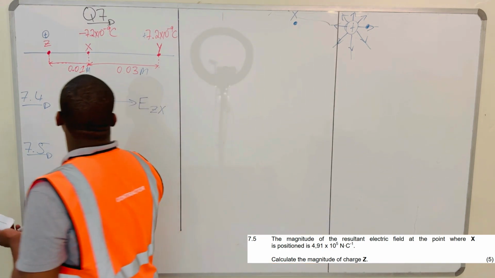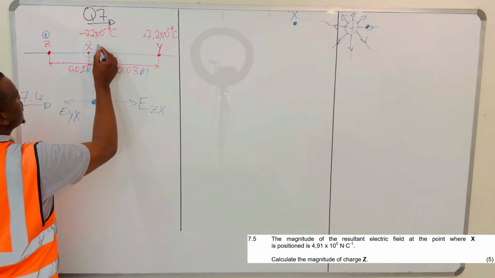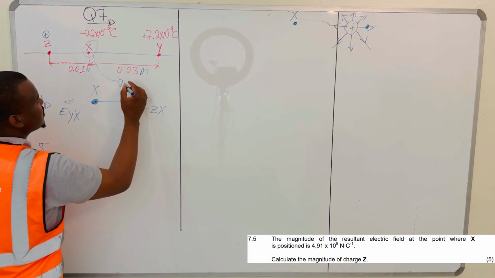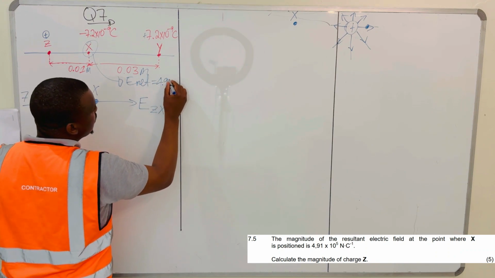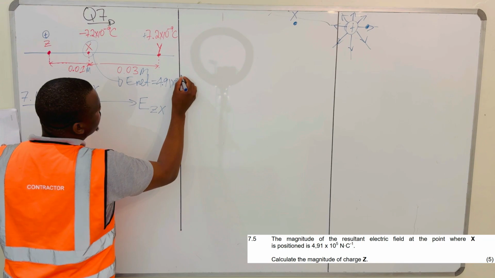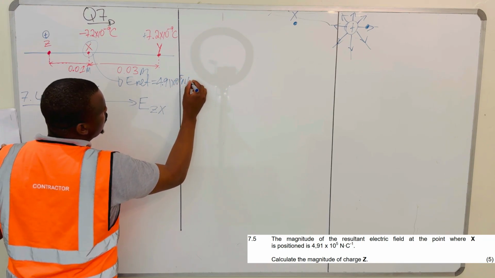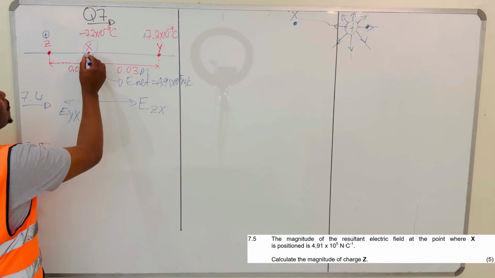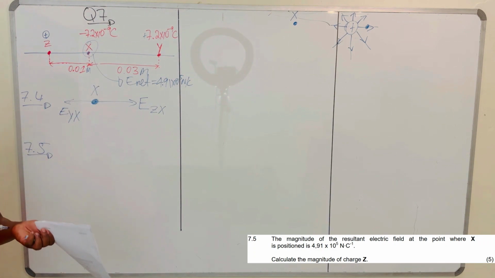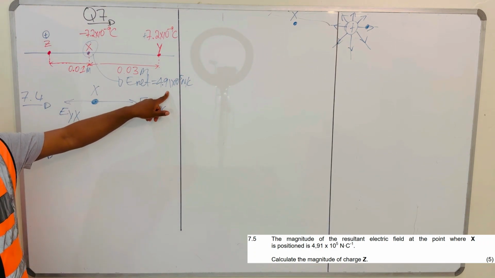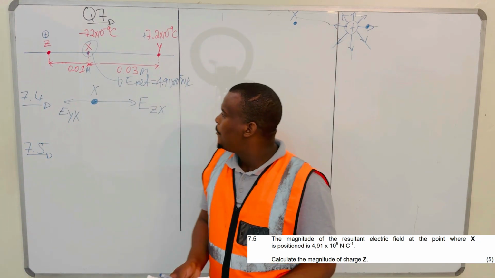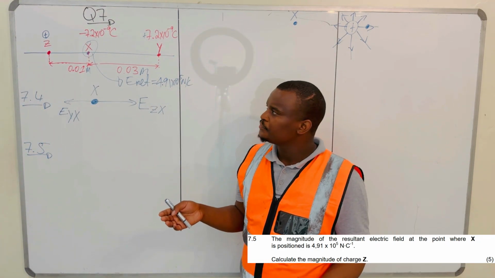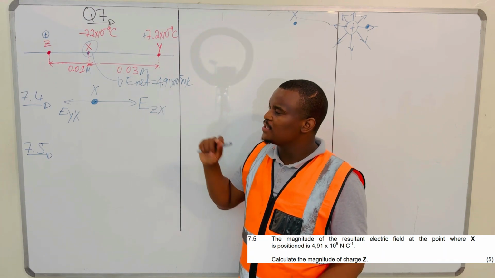So they are telling you that at this point, the net electric field is 4.91 times 10 to the 5 newtons per coulomb. But you know that an electric field is a vector, and we're not told the direction of this electric field.